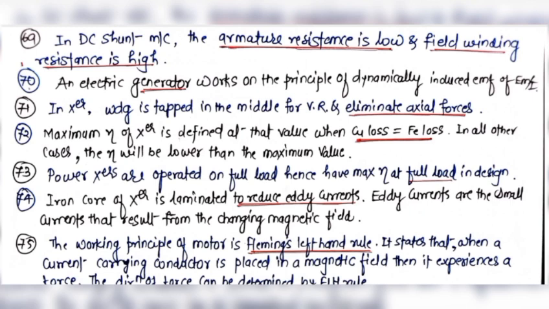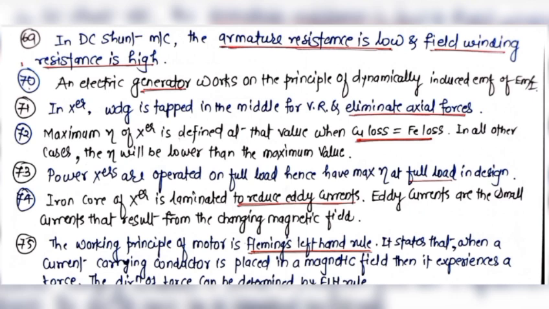The maximum efficiency of a transformer is defined at that value when copper loss is equal to iron loss. In all other cases, the efficiency will be lower than the maximum value. Power transformers are operated on full load, hence have maximum efficiency at full load in design.